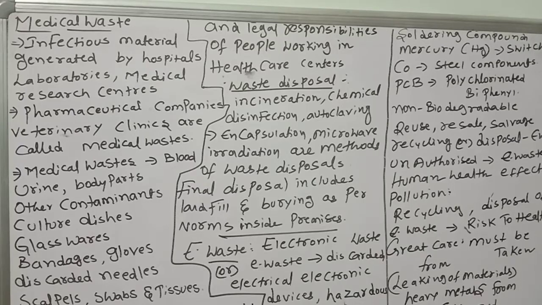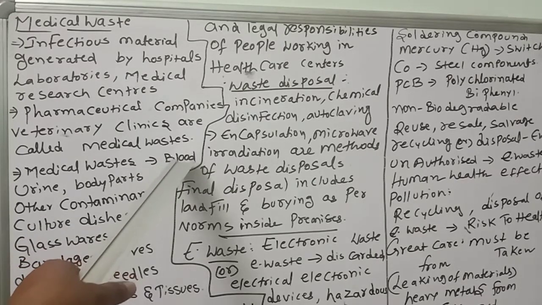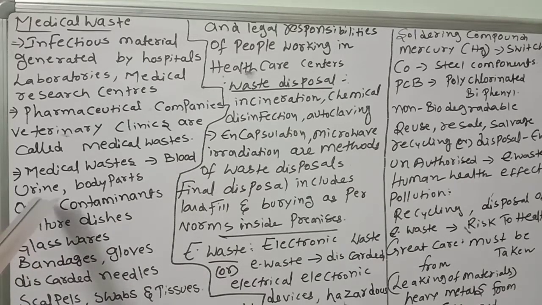For example, one by one you can see. Blood is very common in hospitals, and also urine, body parts, other contaminants. In the laboratory we use culture dishes, the glass dishes. And we use bandages. Suppose any fracture or any injury, immediately what will we do? Bandages, those waste bandages. Gloves, discarded needles, scalpels, swabs, and tissues. These are all the major medical waste materials.